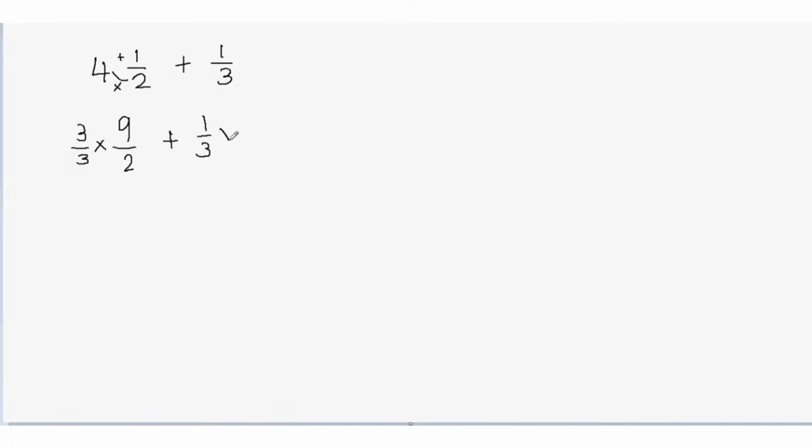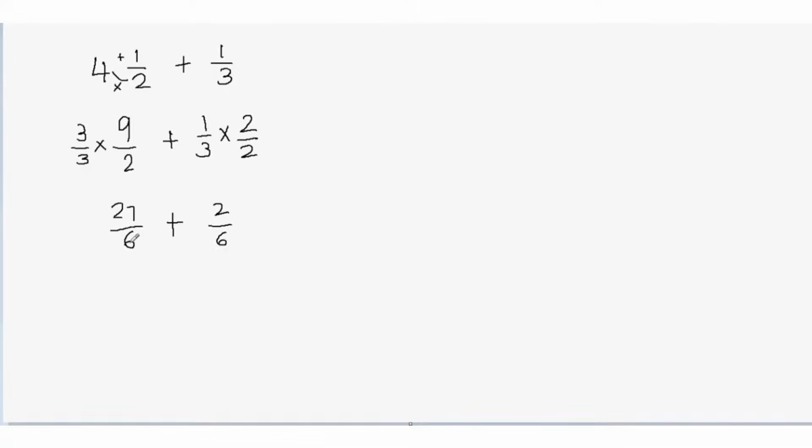Now let's multiply this fraction. I have to multiply it with this fraction's denominator. What is the denominator here? I see that the denominator is 2. So I can multiply this by 2/2. Okay, now we can go ahead and multiply the numerators. 3 times 9 will be equal to 27. And the denominators, 3 times 2, is equal to 6. Then I have a plus sign in between. 1 times 2 will be 2, and 3 times 2 will be 6.